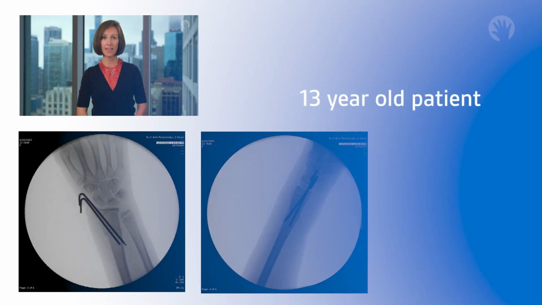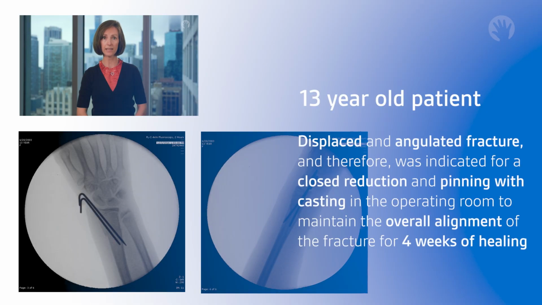For example, this 13-year-old has a displaced and angulated fracture, and therefore was indicated for a closed reduction and pinning with casting in the operating room to maintain the overall alignment of the fracture for 4 weeks of healing. The pin is removed in clinic to allow for appropriate range of motion after healing.